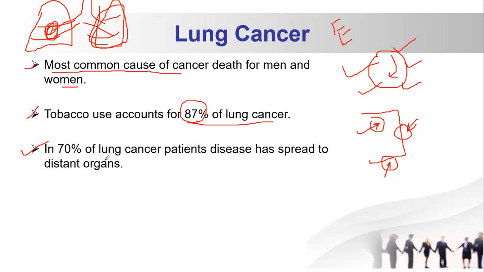Simply put, in lung cancer, in 70% of patients, the cancer can spread from the lungs to other areas or other organs of the body as well. Suppose they can spread toward the liver and other organs. We also refer to this characteristic of cancer as metastasis. So now let's proceed to the next slide.